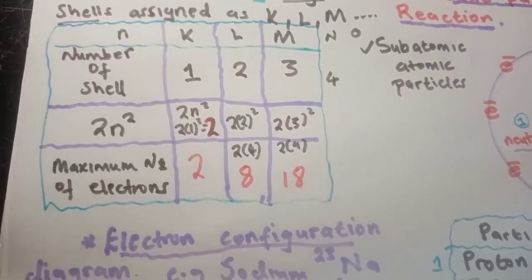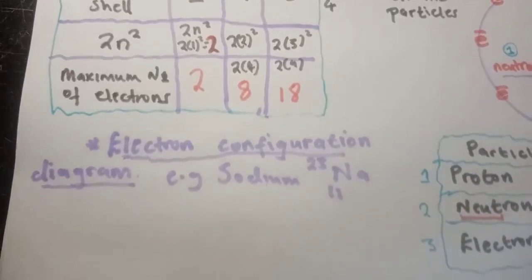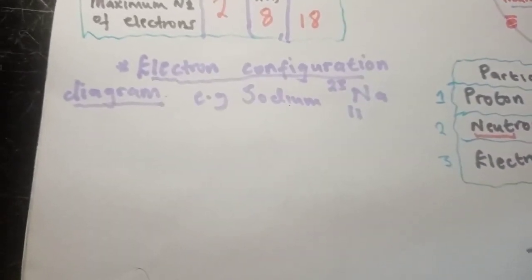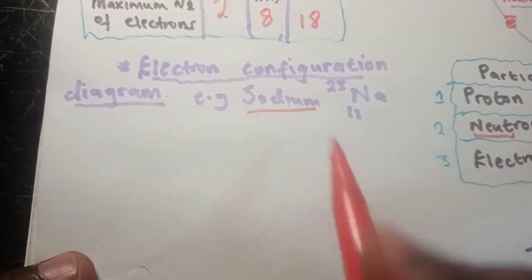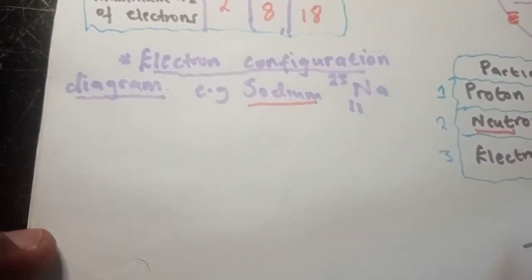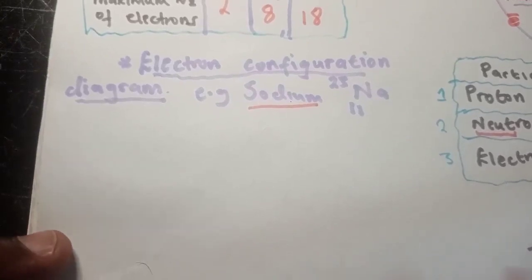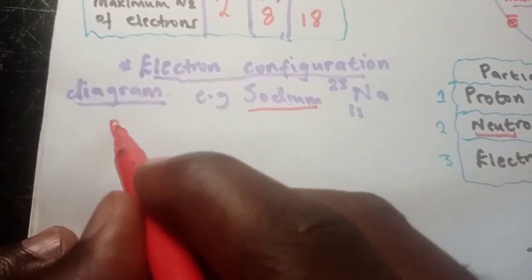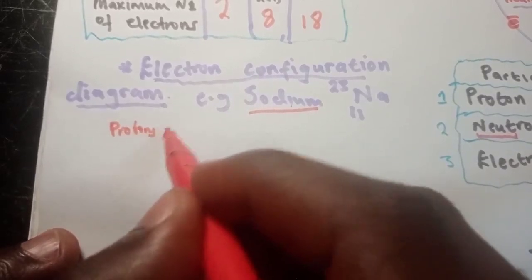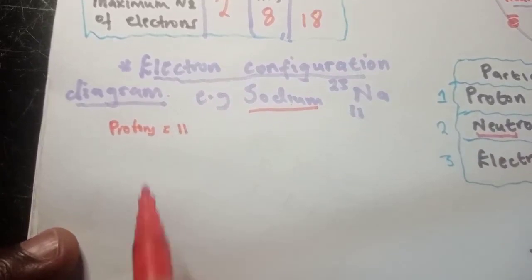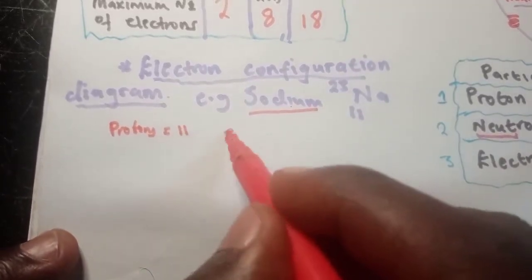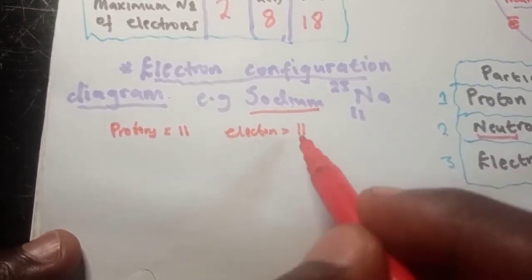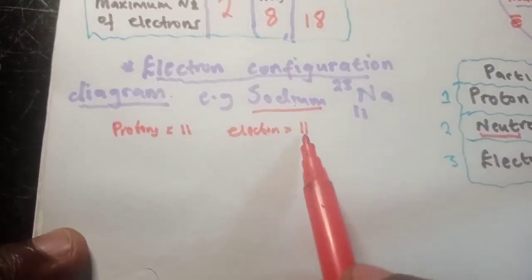Now let's look at what we call the electronic configuration diagram, and we have sodium as an example. Remember, the protons here are 11. What are the electrons? The electrons are also 11. Remember, the number of protons is equal to the number of electrons. So you have 11 electrons here.